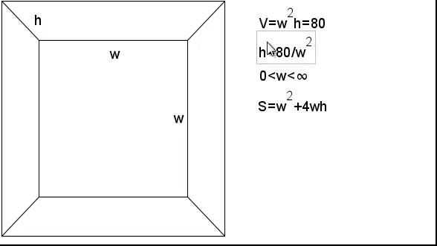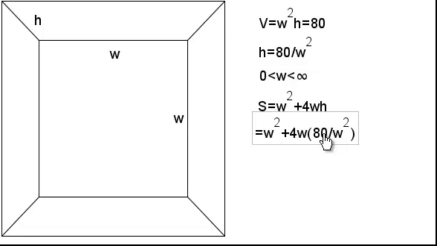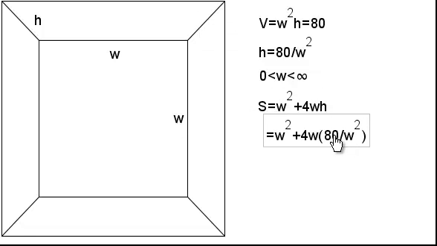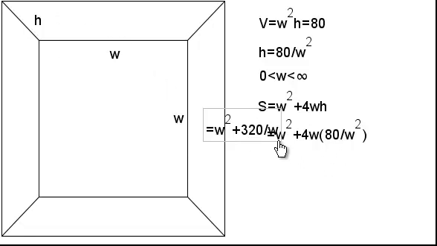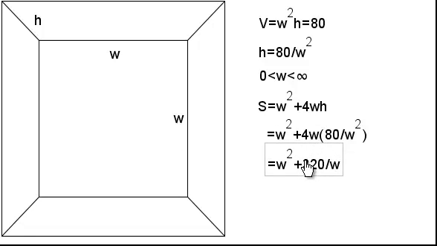But remember up here, we had a formula for the height. It's 80 over W squared. So I can replace H in my formula for surface area, and then I'm left with just W's. I want to simplify this a little bit. Multiplying through, I get that the surface area is completely determined by W squared plus 320 over W.